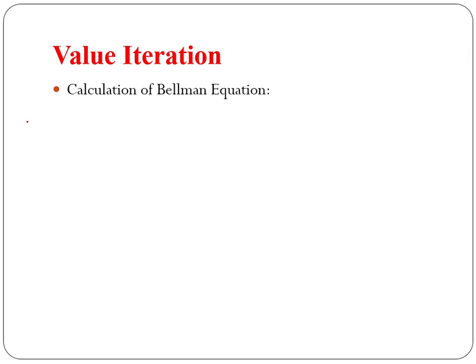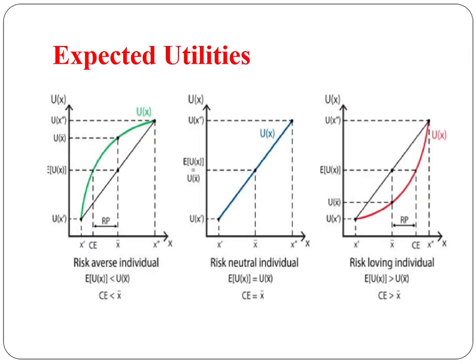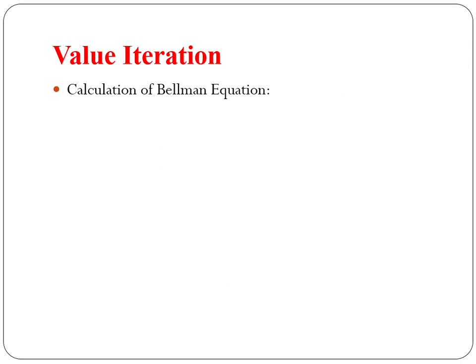In this unit, that is the fourth unit, we have previously discussed the utility function and utility theory. We have also seen risk-averse, risk-neutral, and risk-loving individuals with the help of an example. So today we are going to learn the concept of value iteration.